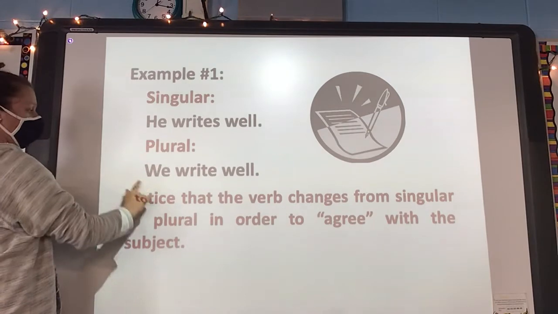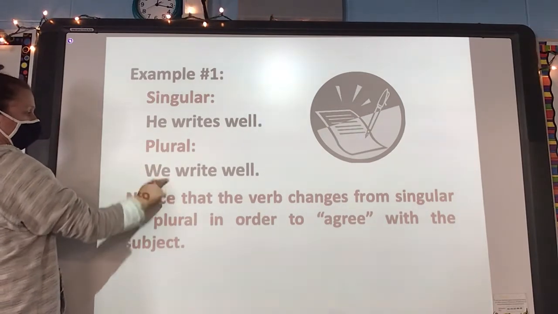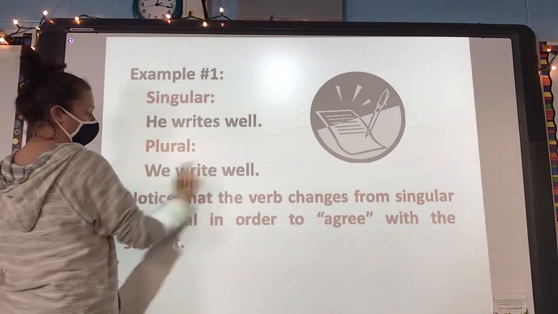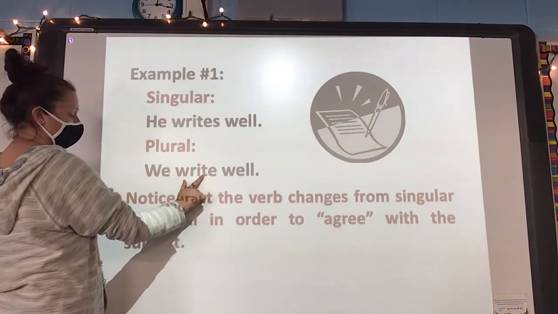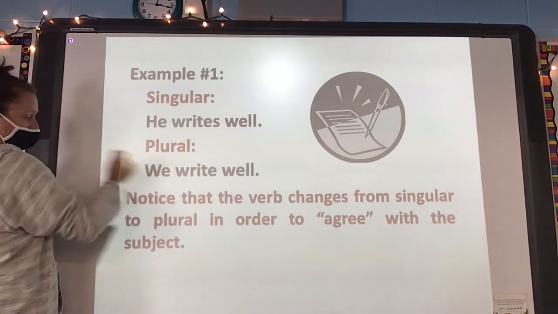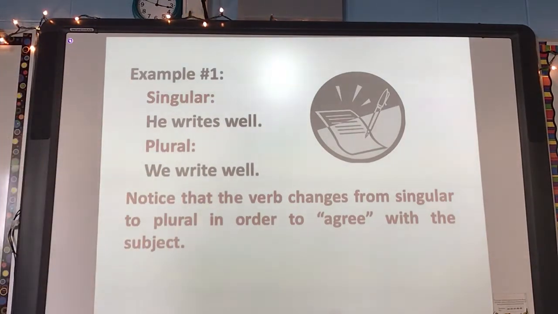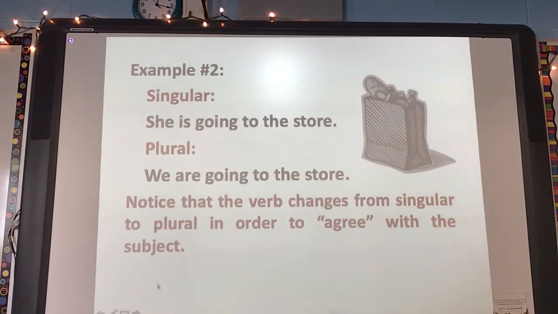Plural, meaning more than one person, I'm going to say we write well. Notice I don't have the S when I'm talking about my plural subject. That's making sure that they agree with each other then.